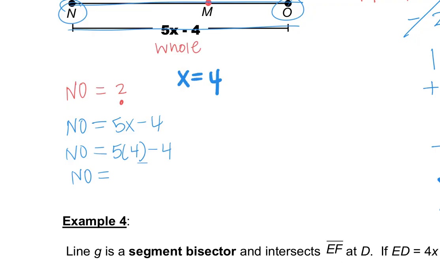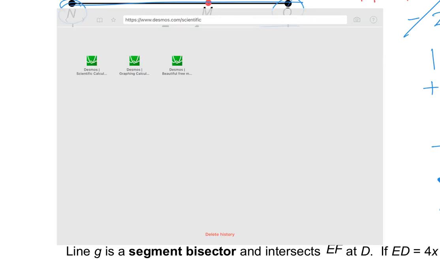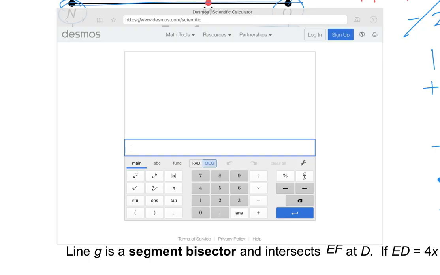Let's use our calculator. 5 times 4. Okay, you put it in there. It should give you 20. And then you still have to subtract 4. So it should give you 16. Okay, but if you put the whole thing together, it'll give you that answer. Let's look at it. So if I do 5 times 4, and then I subtract 4, it gives you 16 right there, okay? All right.